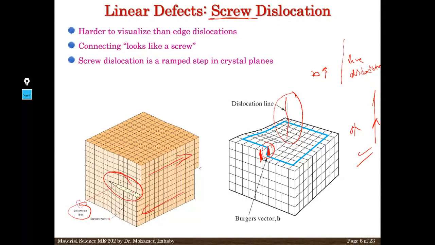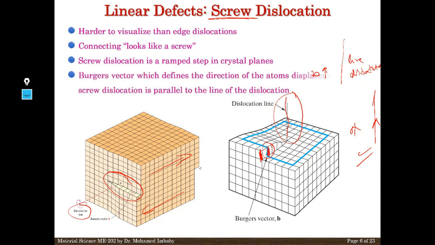In a screw dislocation, the Burgers vector is always parallel to the line of dislocation. Always and forever parallel. Let me go ahead and explain both of them again. The Burgers vector defines the direction of the atom displacement from the screw dislocation and is parallel to the line of dislocation. What do you think the relation is between the Burgers vector and the line of dislocation in edge dislocation, not a screw dislocation? Can anyone answer?